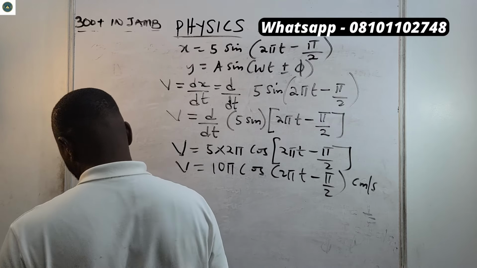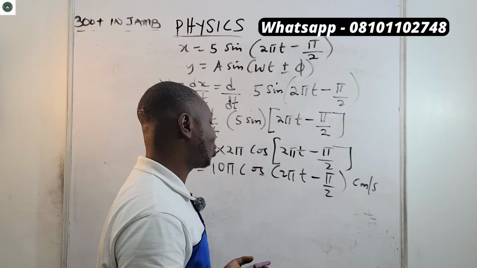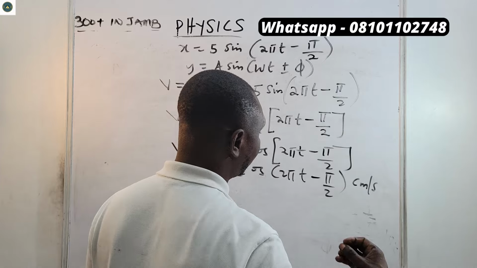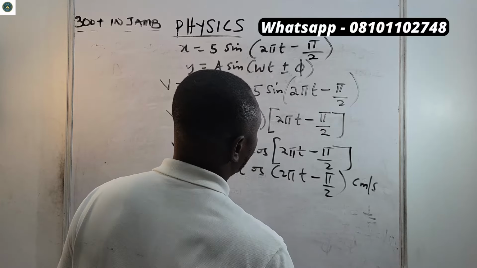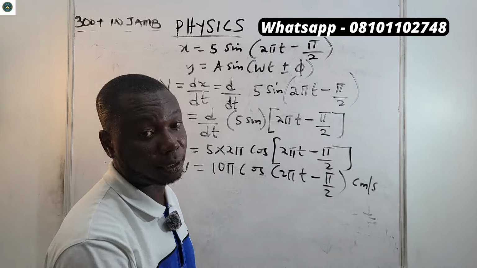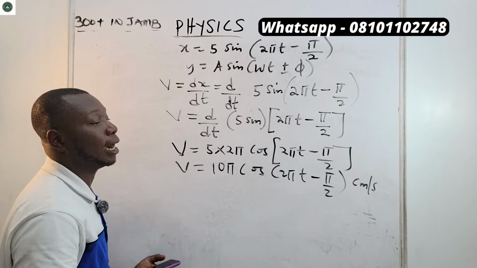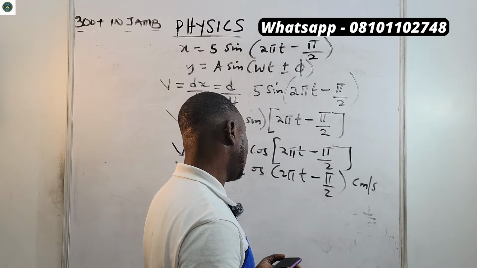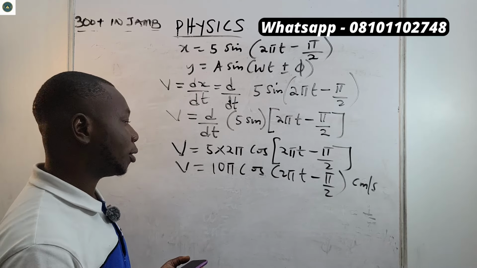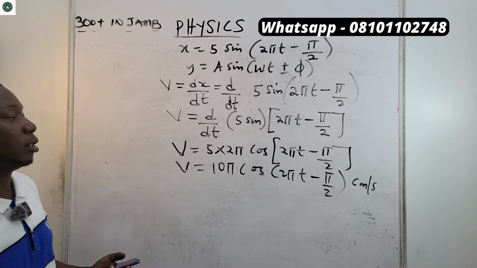So that will be our velocity: 10 pi cos(2 pi t minus pi over 2), where pi over 2 is the phase constant or the phase angle, while 2 pi is the angular speed. The 10 pi there is the amplitude. The amplitude is the maximum displacement of the object undergoing periodic motion from the point of equilibrium, from the point of rest. So this is our velocity.